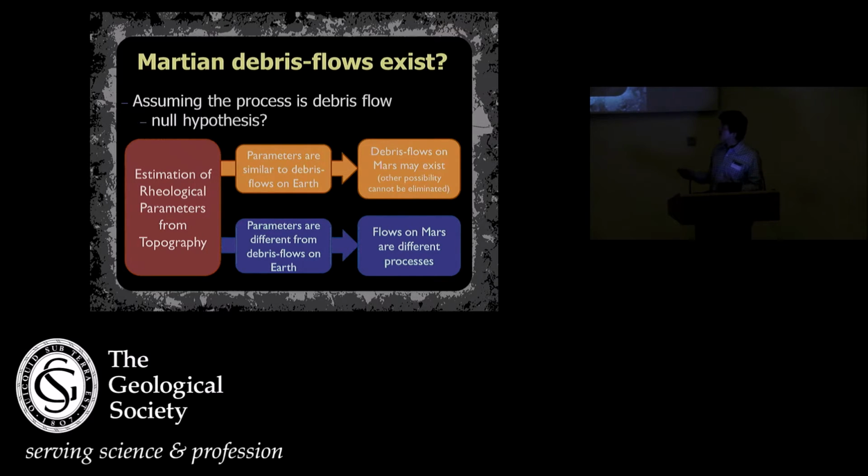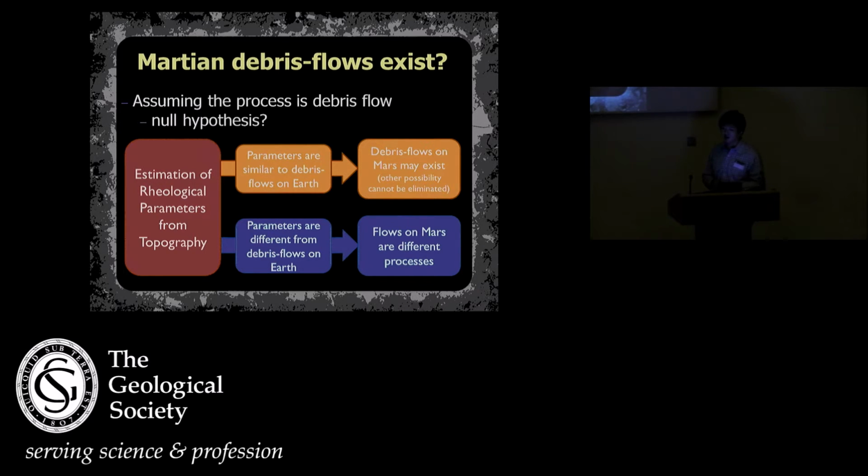First, I assume the process is debris flow. This may be the null hypothesis. The estimation: I estimate rheological parameters from topography, assuming the process is debris flow. If the parameters are similar to debris flow on Earth, the Mars debris flow is similar to the debris flow on Earth, that means debris flow on Mars may exist, but other possibilities cannot be eliminated.